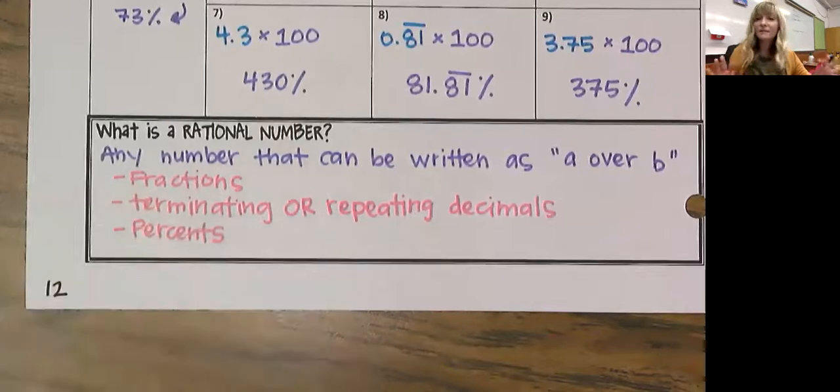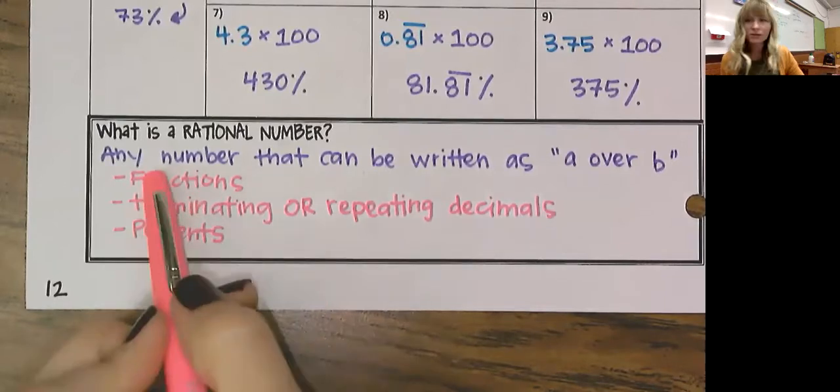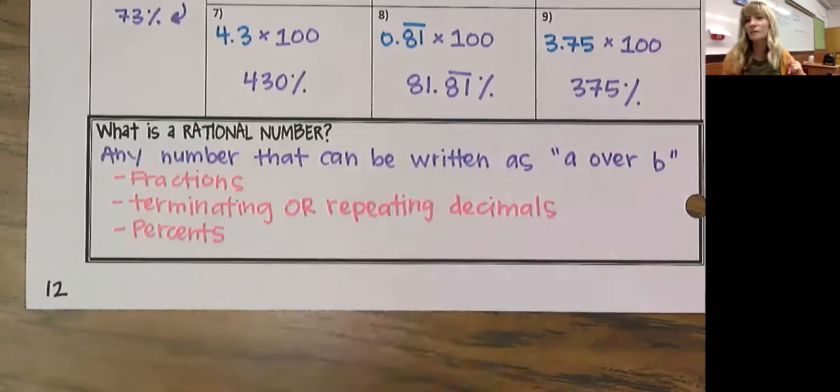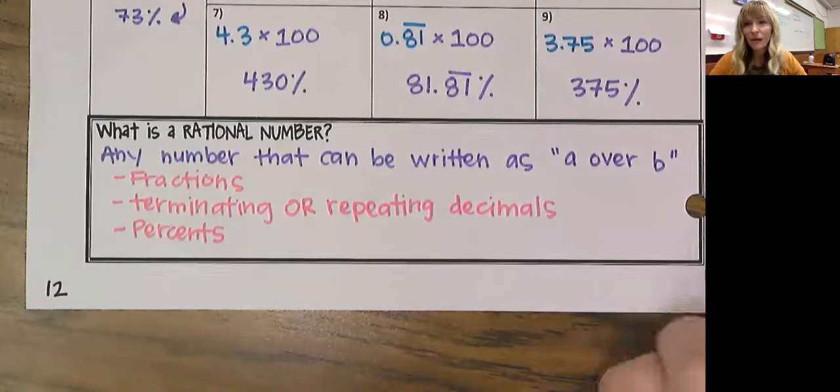Those are all different forms to write the same kind of number. And which one do you use when? Well, it really depends on the context. Sometimes fractions are the most useful, sometimes a decimal is the most useful, and sometimes a percent is the most useful. All right, so these are all equivalent forms, different types of rational numbers.